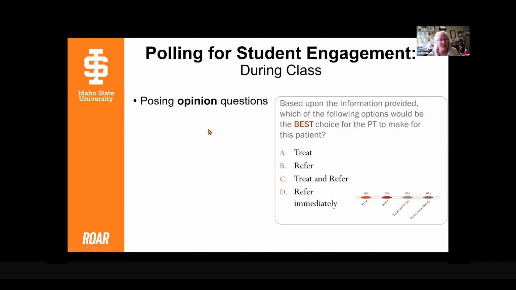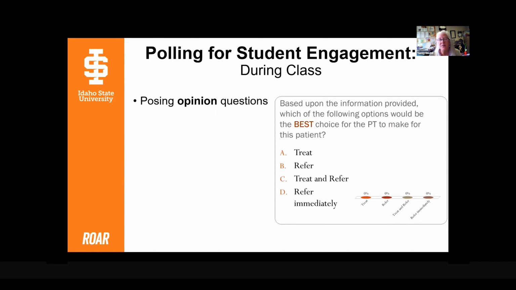So doing that, I tend to pose opinion questions. So based upon the information provided, which of the following options would be the best choice for a PT to make? And this is an example of some choices, right? So opinion, and a lot of these, I do have cases, but any of these potentially could be acceptable if you have a rationale. So it's not the correct answer that I'm seeking. It is the ability to form an opinion and then discuss a rationale and then respectfully discuss it among the entire cohort to think what the merits of each option are.